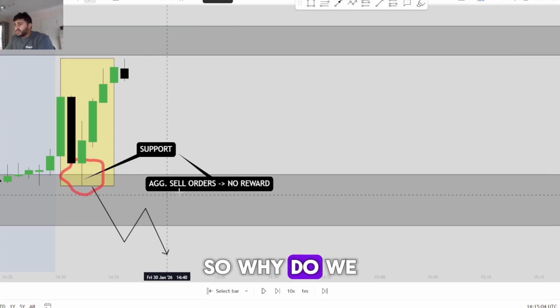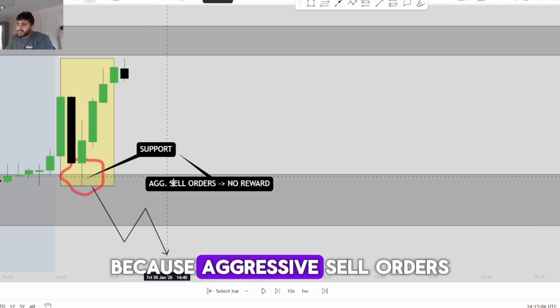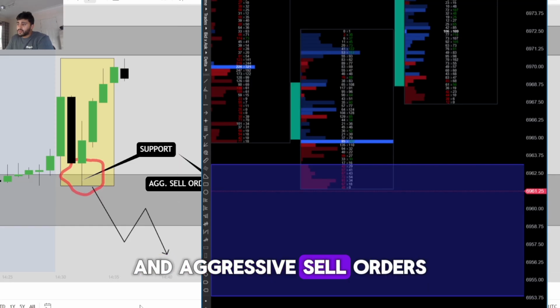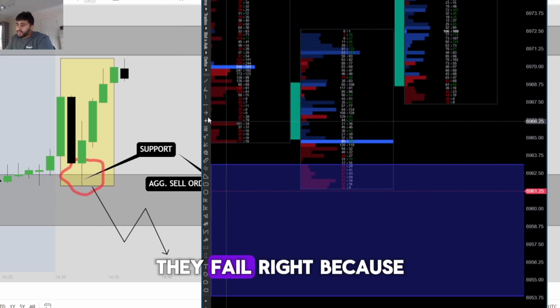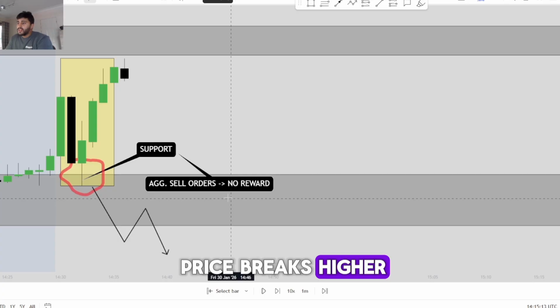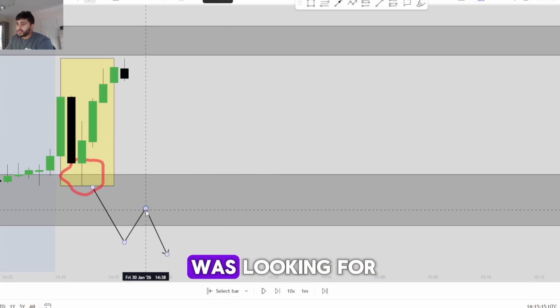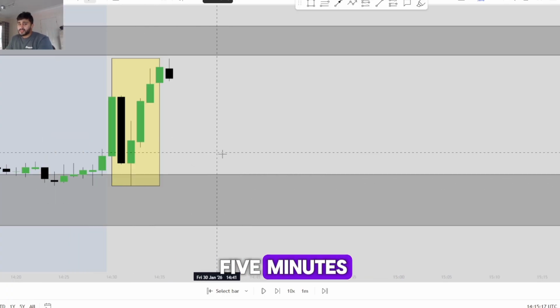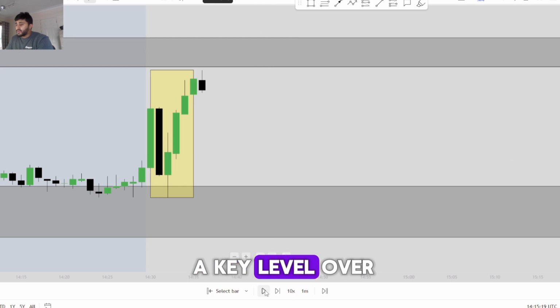So why do we see a support area? Because aggressive sell orders are present and aggressive sell orders don't get rewarded. They fail, right? Because price breaks higher. So that's the basic premise of what I was looking for in the first 5 minutes.